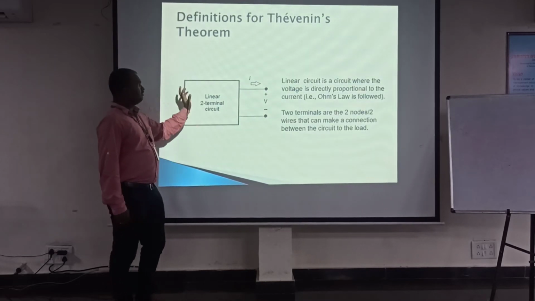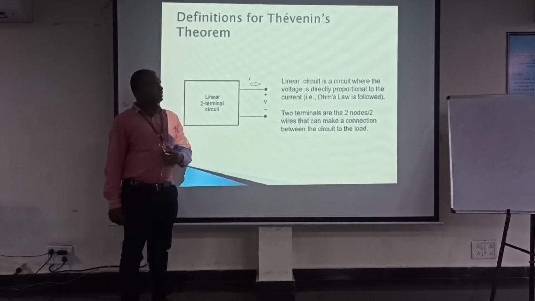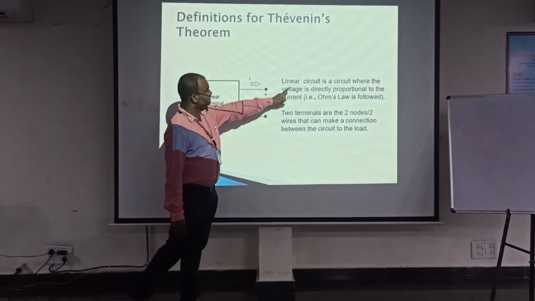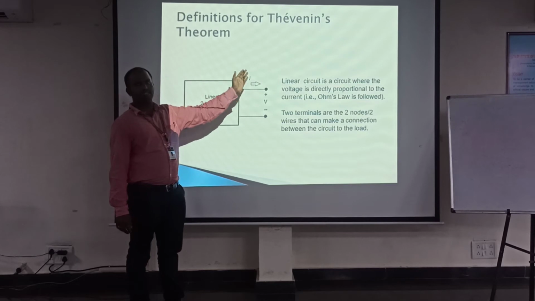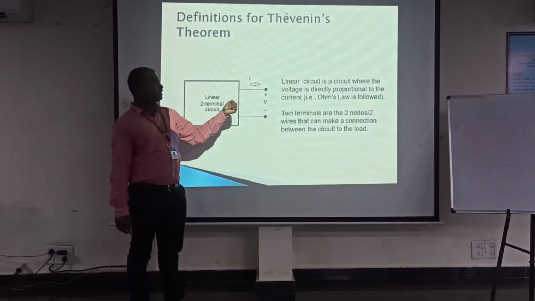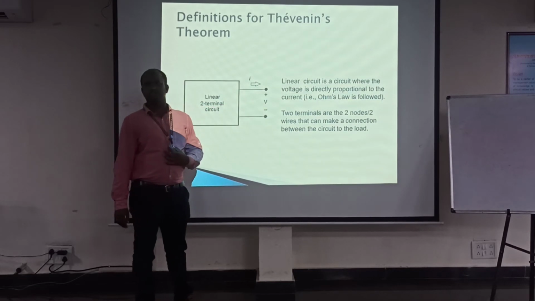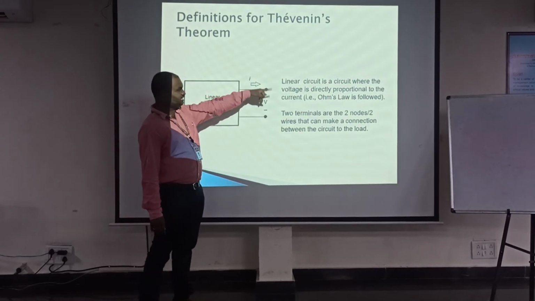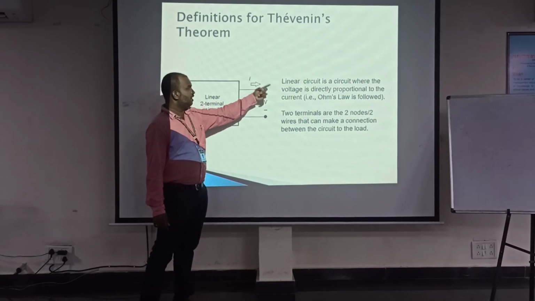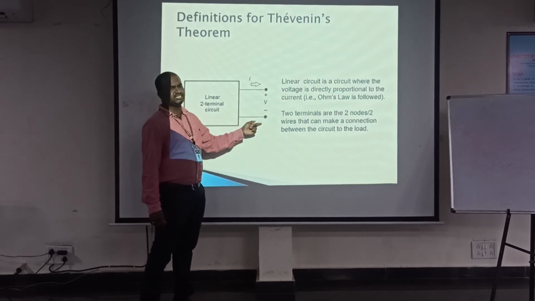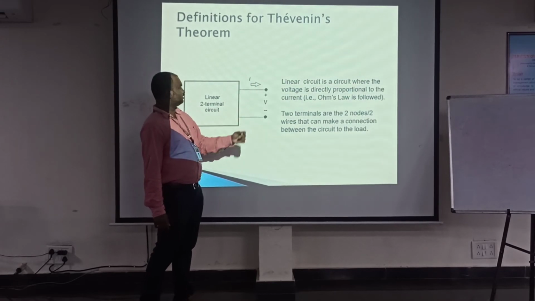We are using two concepts here. The first is the linear circuit. What is meant by a linear circuit? Here, the relation between the voltage and current is directly proportional, meaning whatever the change in the voltage, there is a proportional change in the current. That is a linear circuit. This is also called Ohm's law, V equals IR. If that relation is satisfied, then Ohm's law is followed, and that is a linear circuit. And two terminal means we have two connections.